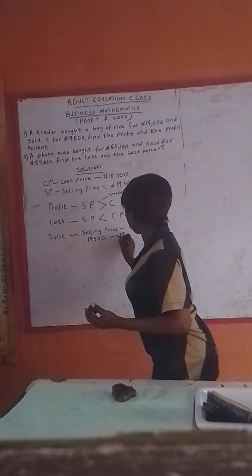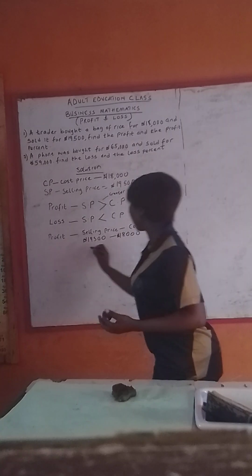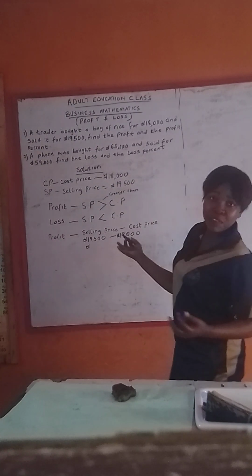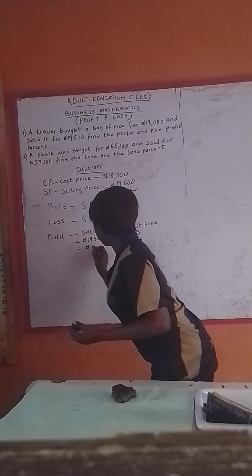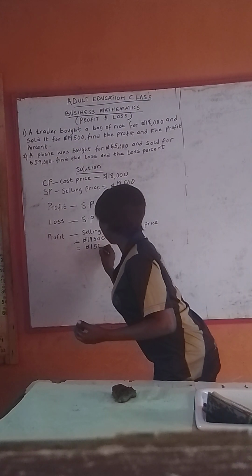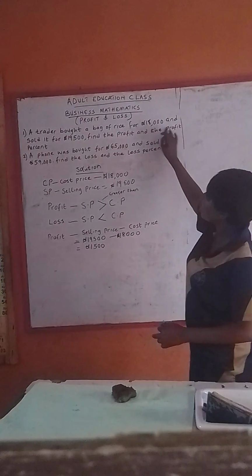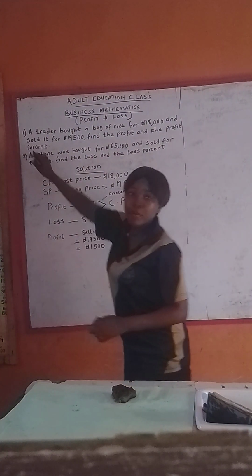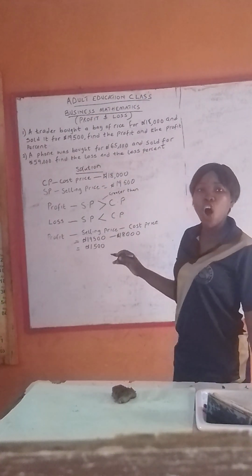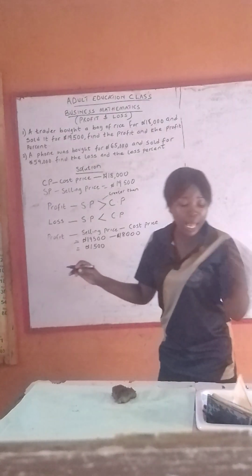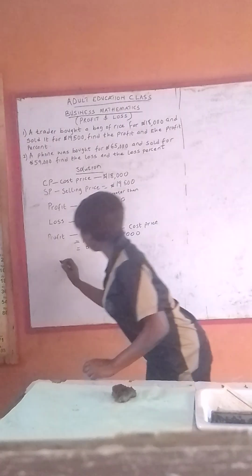And selling price is 19,500 minus 18,000. Remember to always put your units, 18,000 naira. So 19,500 minus 18,000 naira will be what? Is going to be 1,500 naira. So they made a profit of 1,500 naira. Now we want to know the percentage profit. If you want to get how to do percentage profit, there is a particular formula we usually use.